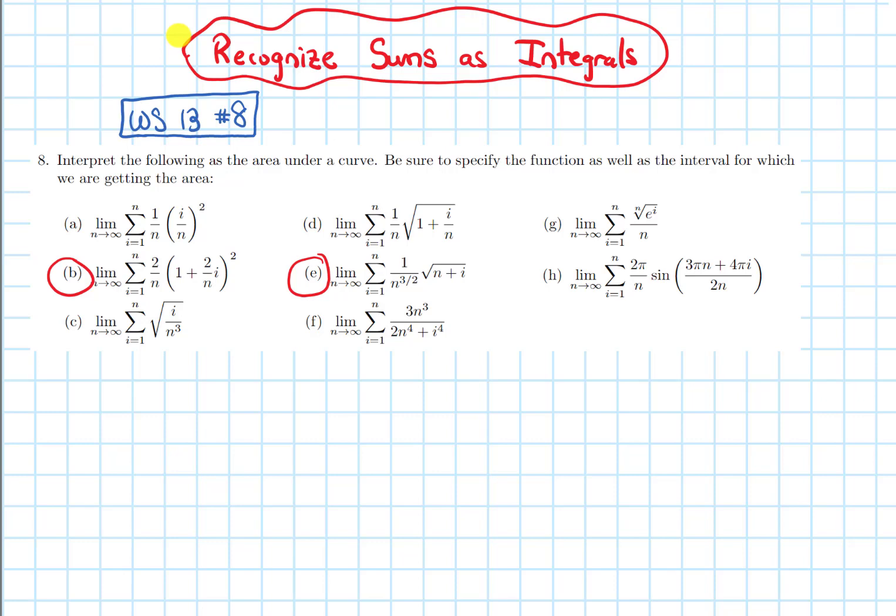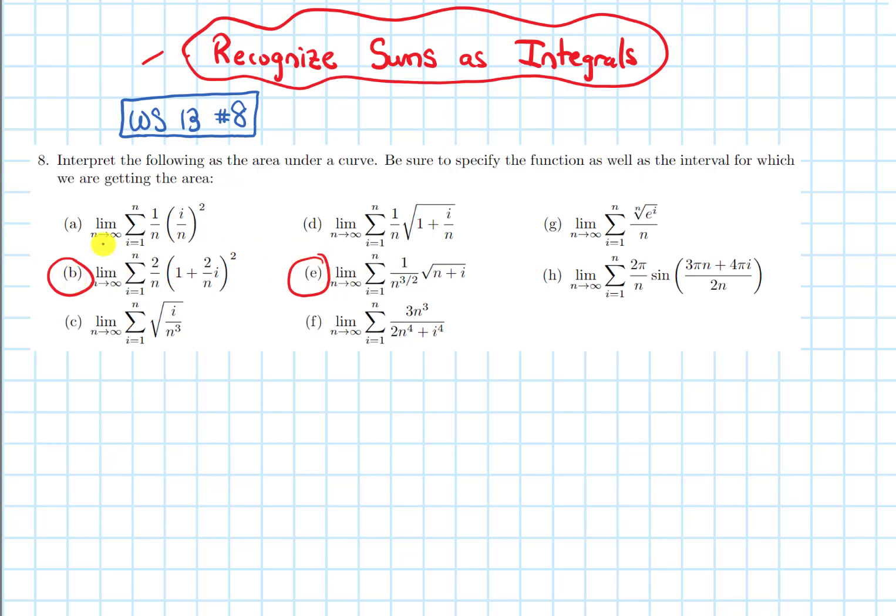In this discussion video, we'll do some practice problems where we recognize sums as integrals. Each of these integrals can be thought of as an area under a curve, and we want to figure out what the underlying function is and what the interval is over which we're finding the area. This is problem number 8 from worksheet 13, and we're going to eventually do parts B and E of this example.